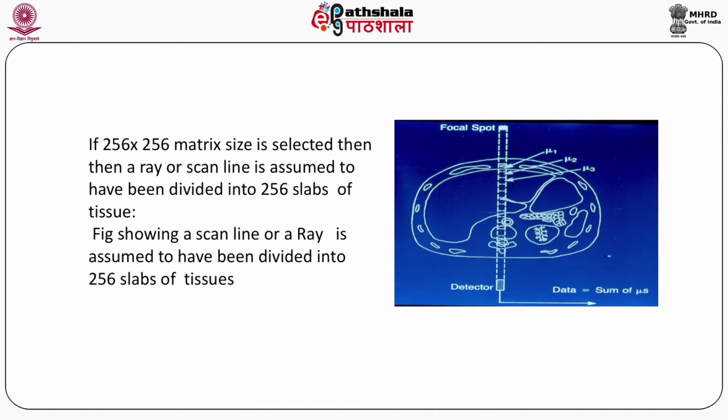Now when 256 slabs of tissue are there, you can see the entire slab is as if cut into 256 slabs of tissue, and the value of the transmitted radiation passing through one ray gives the sum of the mu's, that means the sum of the linear attenuation coefficients. Now these values are the raw data.